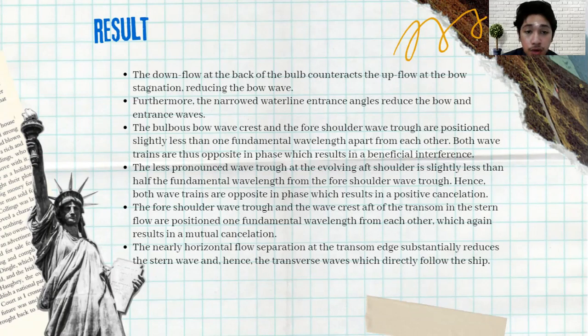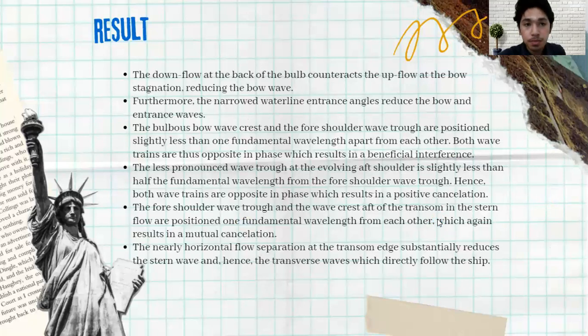And then the fore shoulder wave trough and the wave crest aft of the transom in the stern flow are positioned one fundamental wavelength from each other, which again results in a mutual cancellation. And then the last one, the nearly horizontal flow separation at the transom edge, substantially reduces the stern wave and hence the transverse waves which directly follow the ship.